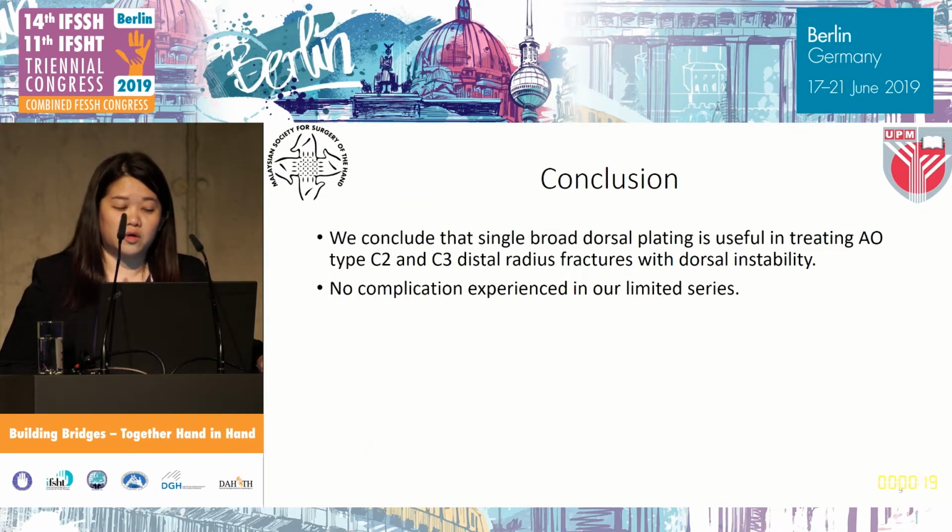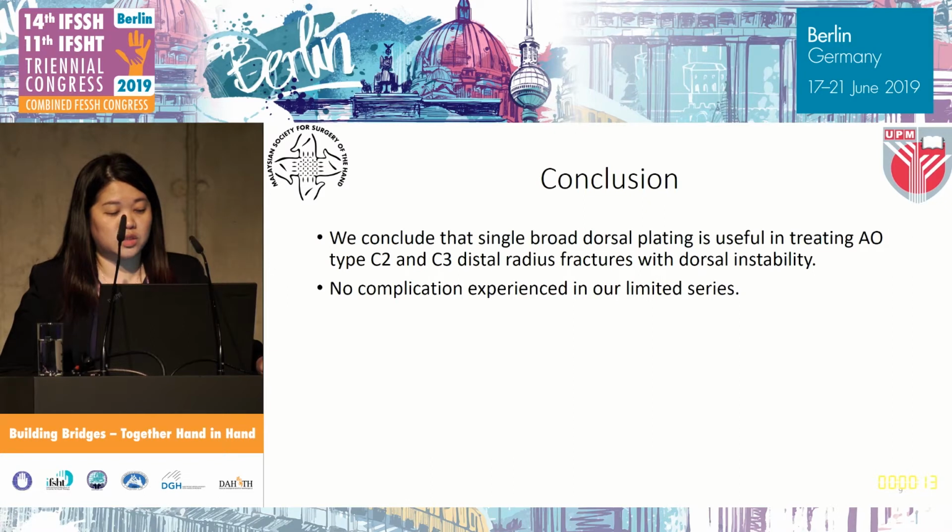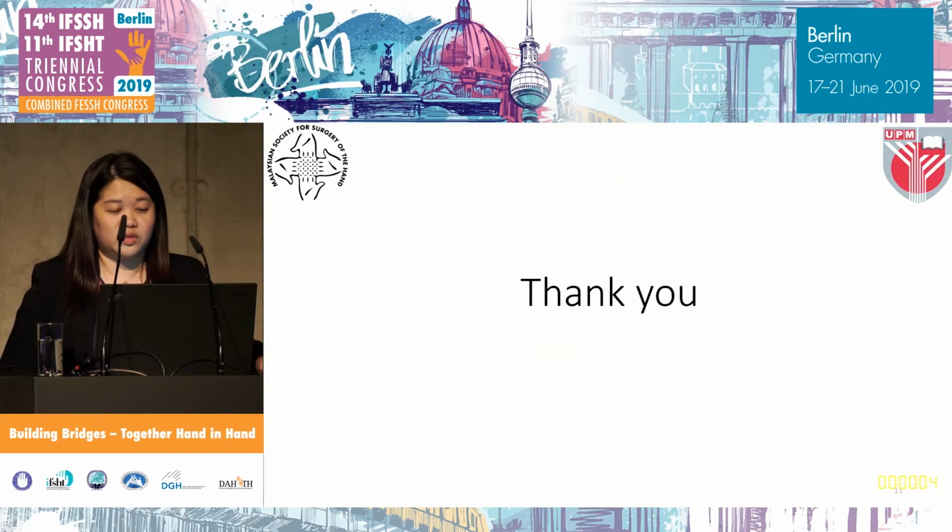And therefore, we can conclude that this single broad dorsal plating is useful in treating type C2 and C3 distal radius fractures with dorsal instability. In our limited case series, we found no complications so far. With that, thank you for your attention.